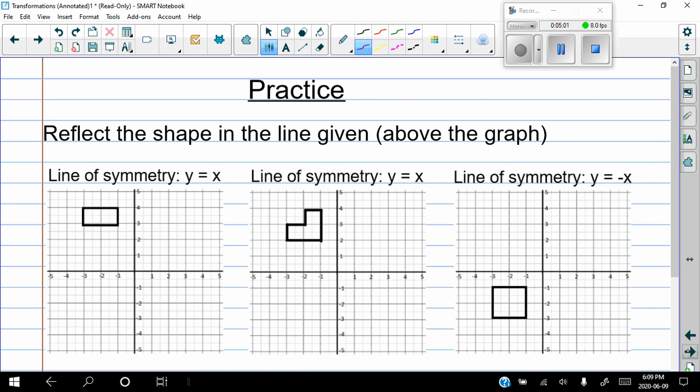So here is a little bit of practice. There's two where y equals x, and then the third one is y equals negative x. So at this point, pause the video. Once you're ready, you may press play.